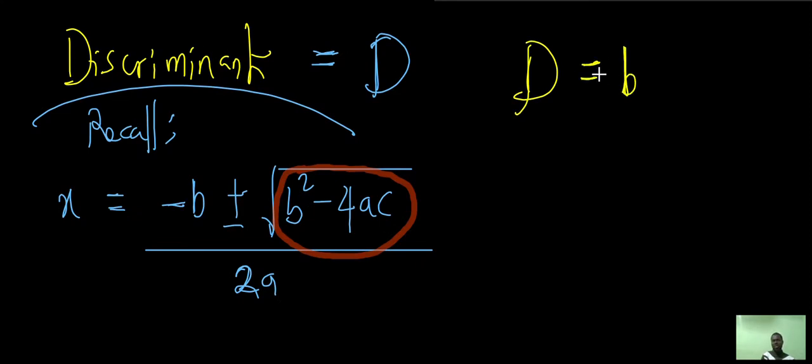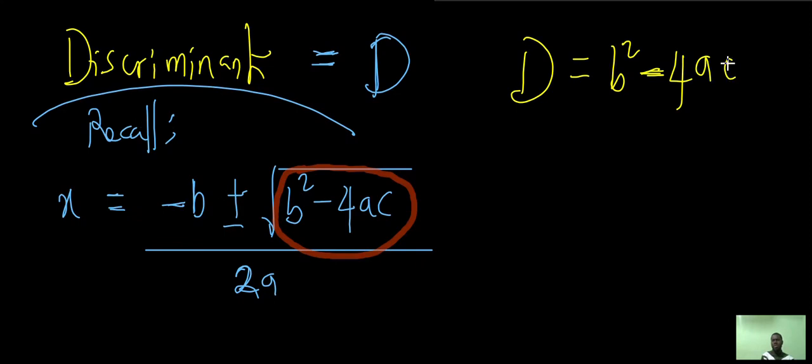So I may not need to completely solve the quadratic equation to be able to tell the kind of root the quadratic equation has. I don't need to completely solve it. So we said discriminant is b squared minus 4ac. If I'm just interested in what kind of root a quadratic equation has, I can simply use the discriminant test.